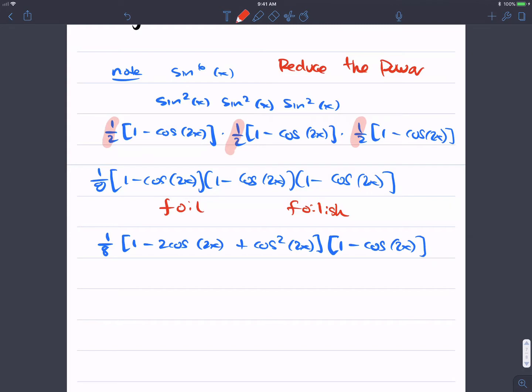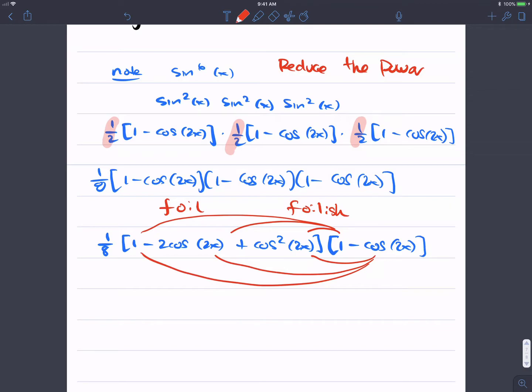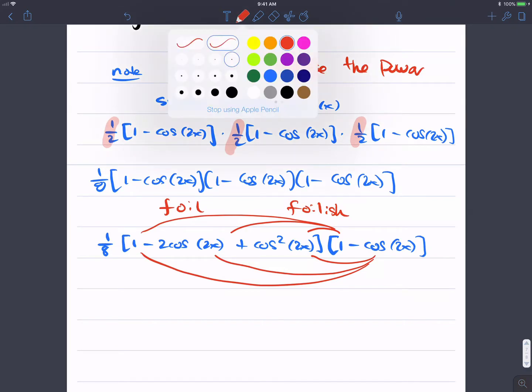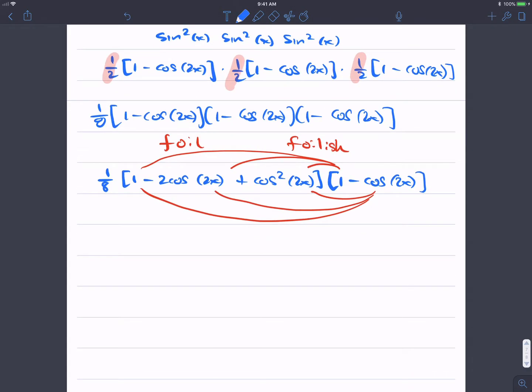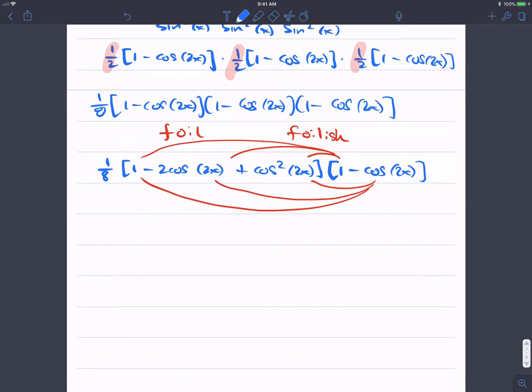Because I'm going to have to take all my terms. I'm going to have to take this 1 and multiply it to every term, all 3. I'm going to take this minus cosine. I have to multiply it to all 3 terms. So it's not strictly FOIL. It's kind of FOIL-ish. So let's be sort of systematic about what we're doing. We want to be careful here. So what I'm going to do here is, because of space, we're going to have to take 2 lines here now. So that's going to be 1/8 here.